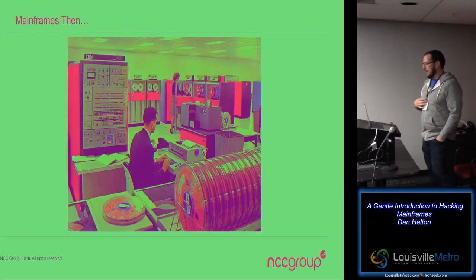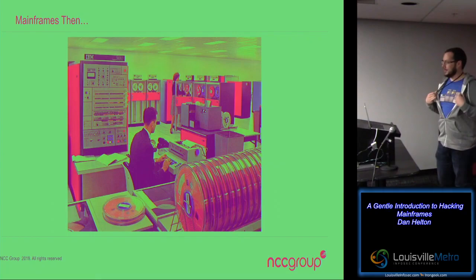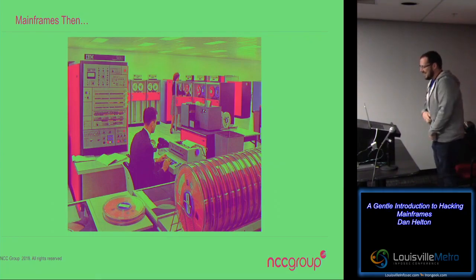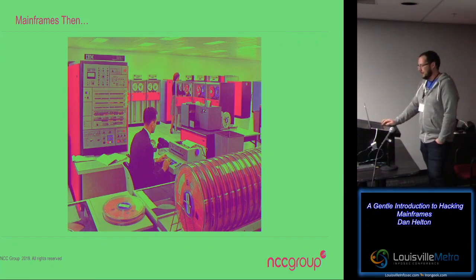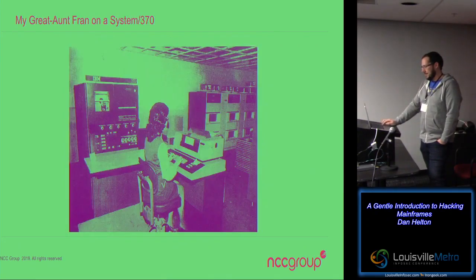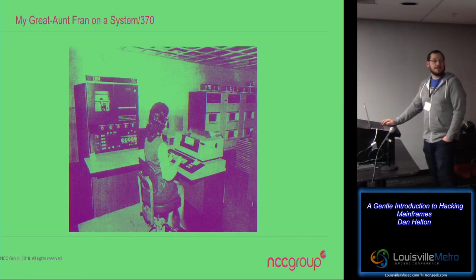So when you think of a mainframe, this is probably what you think of, right? Like reel-to-reel tape, like something on my shirt here. That's a 1960s mainframe. That's a System 360, one of the first. This is actually a picture of my great aunt. I believe that was with the Arizona Highway Patrol then, and they actually had a small mainframe installed.